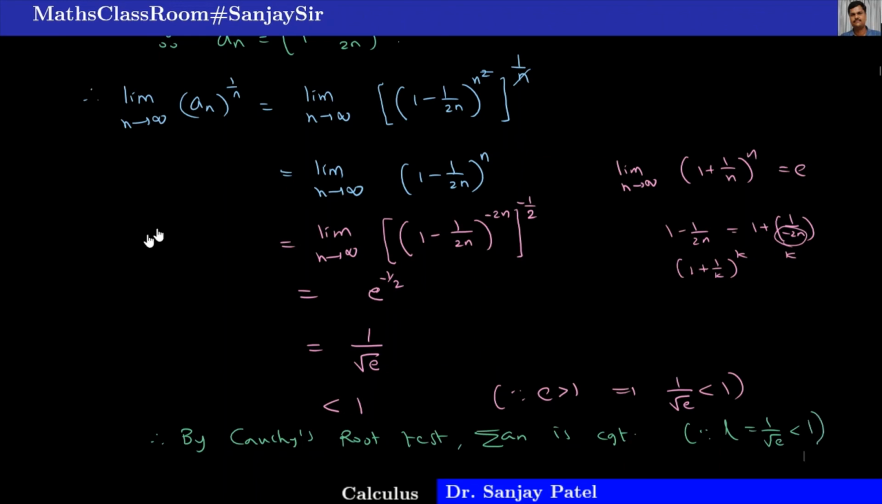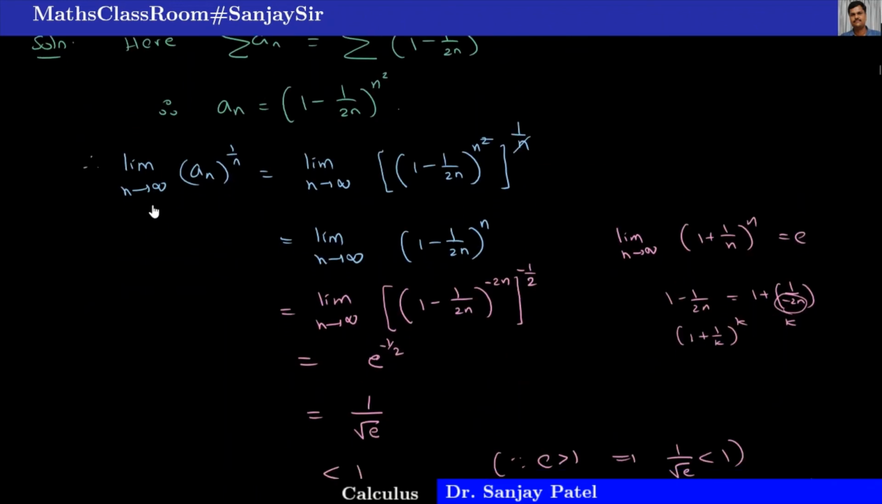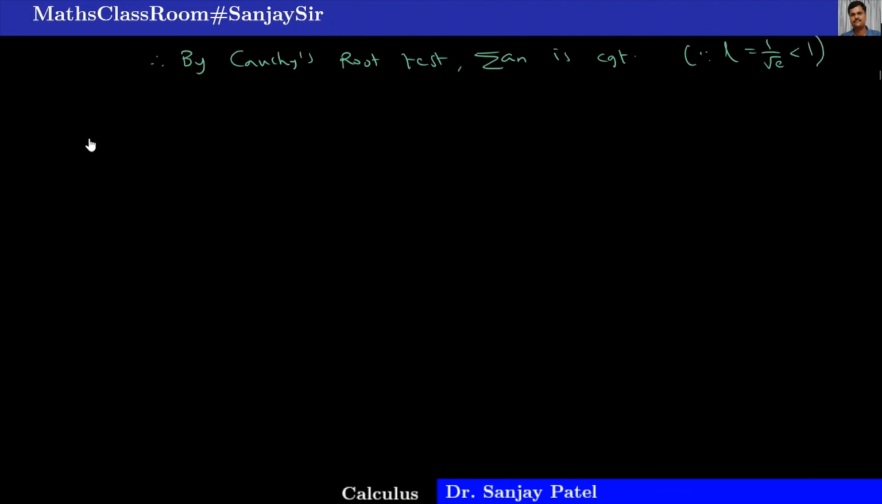Okay. So we have solved this fourth problem. So we have seen two problems using the ratio test and two problems using the root test.